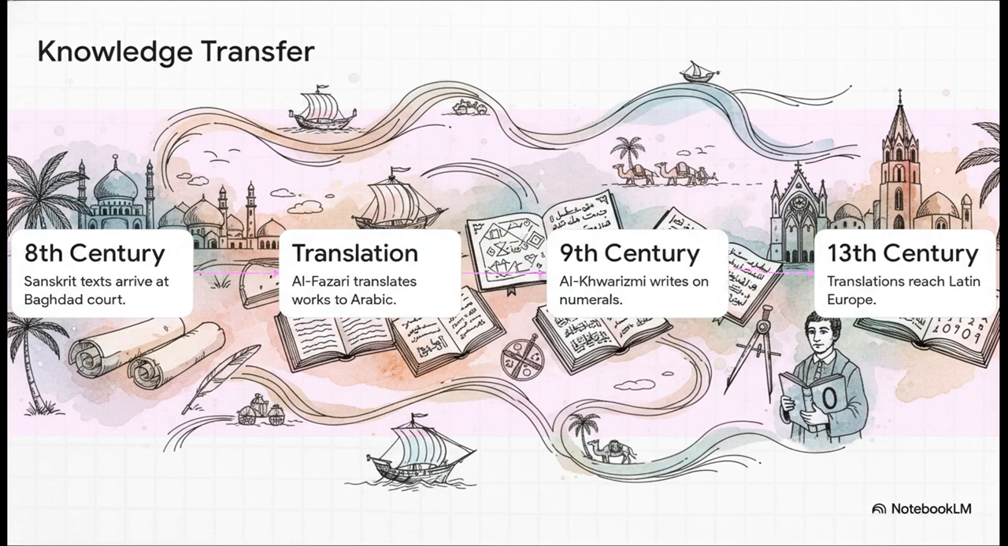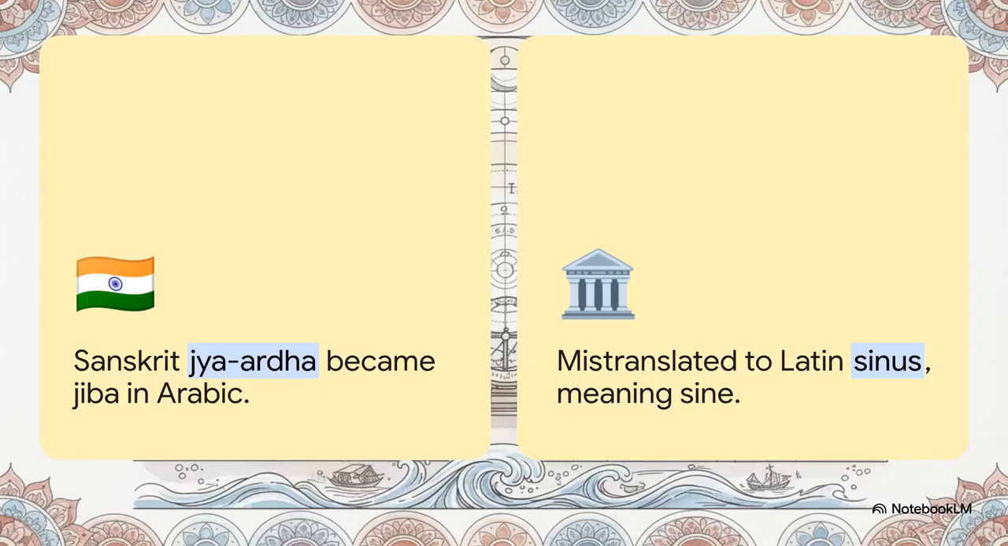Then, by the 9th century, the great Persian mathematician Al-Khwarizmi wrote extensively on these Hindu-Arabic numerals. Fast forward to the 13th century, and these Arabic translations finally reached Latin Europe, popularized by mathematicians like Fibonacci. These mathematical secrets literally traveled the dusty trade routes of the ancient world. And you know, the linguistic journey of this knowledge is just as fascinating as the math itself.